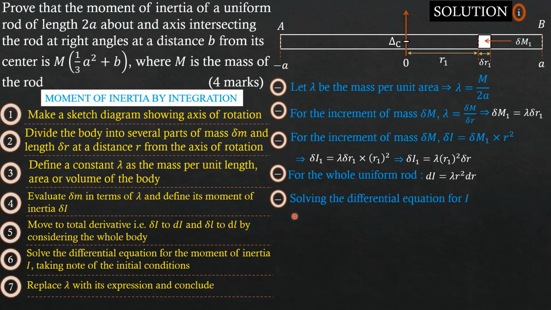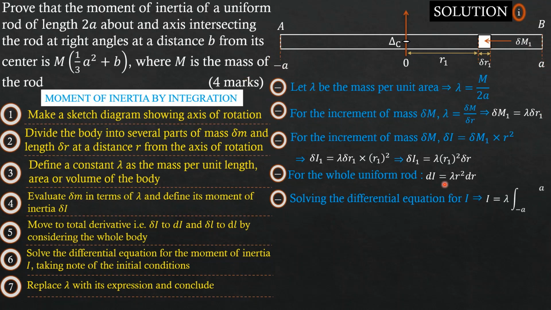So from there, we now move to solving. This is a first order differential equation, and we can solve for I. Now the initial conditions, our r is beginning from negative a right up to a. So our r is what? It is the length of this rod. The r is the length of the rod, actually, because this r1 is the length of a certain increment. So r is the length of the rod, which begins from negative a right up to a.